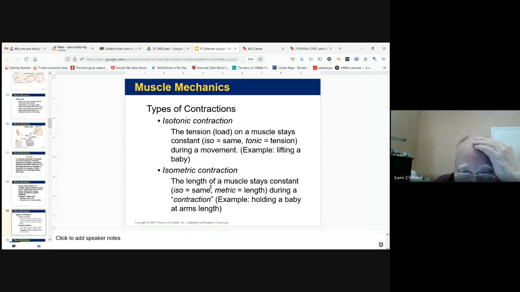Isometric contraction, the same length. So the length of the muscle stays constant. And if you hold a baby at arm's length, the length of the muscle will be maintained as constant. Here, you're going to continue to maintain the same tension.